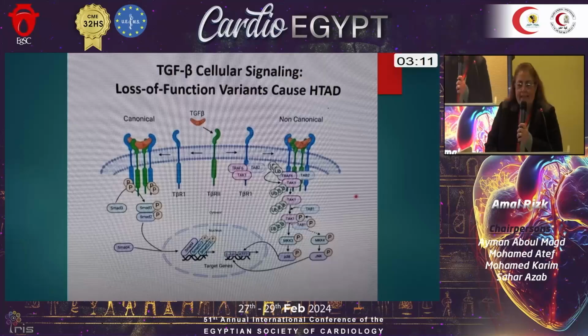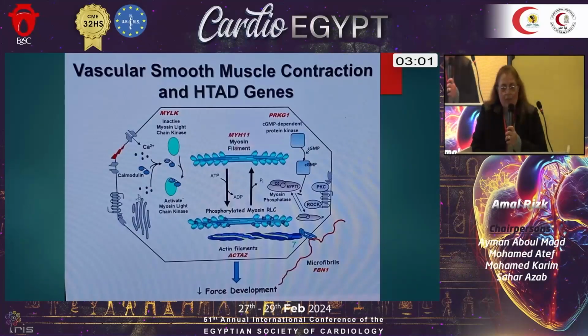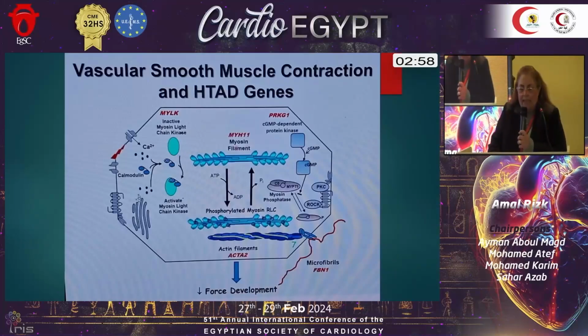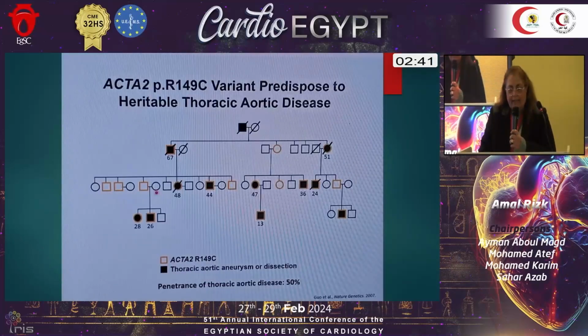In this signaling of transforming growth factor, there is a loss of function for the variants that cause coronary aneurysm. And for the vascular smooth muscle, as you can see, there is myosin light and heavy chain together with the fibrillin gene that is down. It's mutated, so the elastic tissue and fibrillin are not in good form and lead to formation of aneurysm. These are the ACTA2 mutations, a very strong variant that predisposes to heritable thoracic aortic disease.